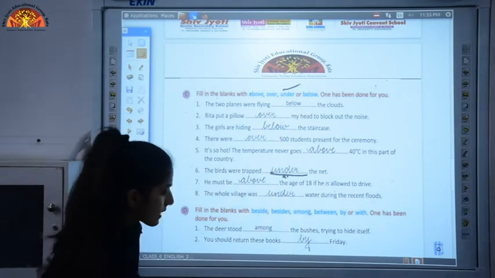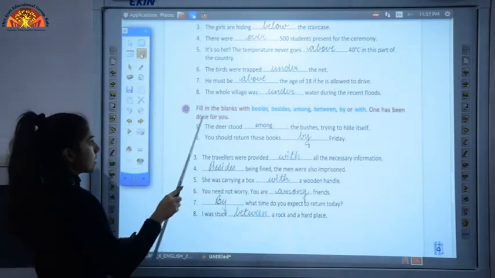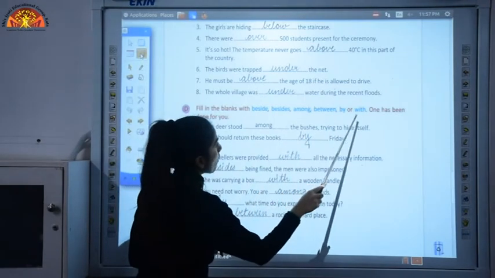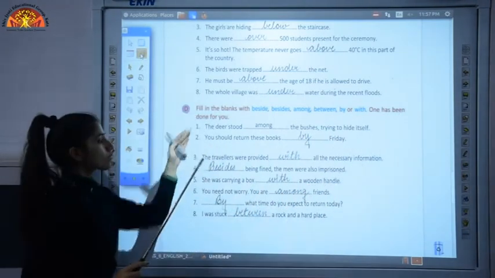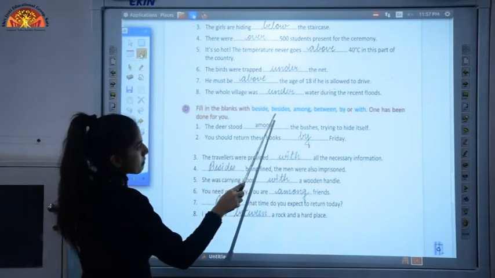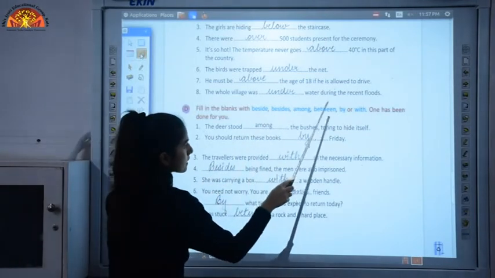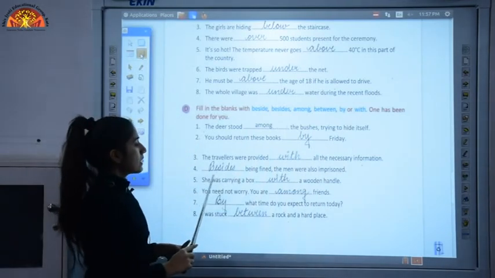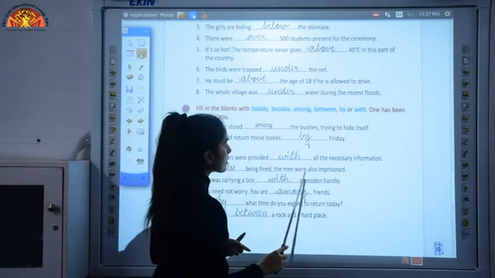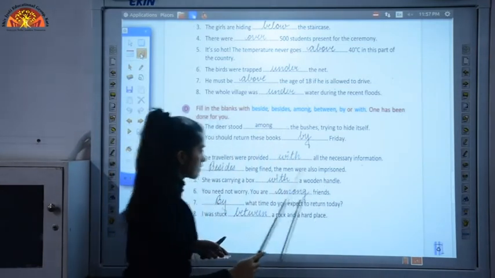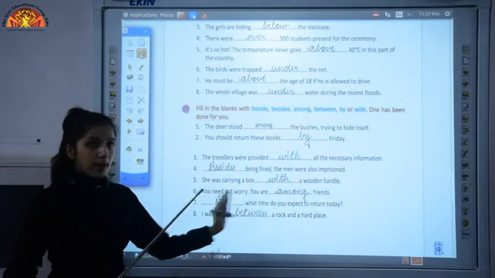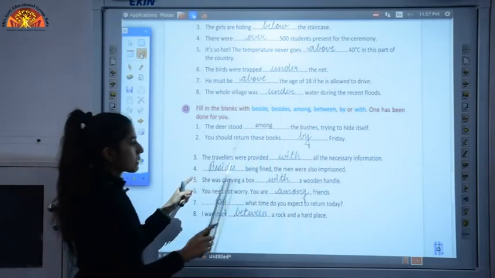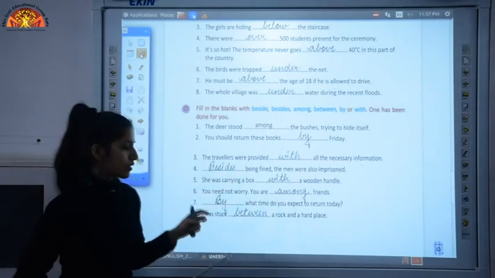Let's move to the other exercise. Exercise D, fill in the blanks with beside, besides, among, between, by or with. So you have to fill these blanks with either beside, besides, among, between, by or with. Now let's take this one. Dash being fined, the men were also imprisoned. Besides being fined, meaning apart from. That is why we have used besides over here. The men were also imprisoned.